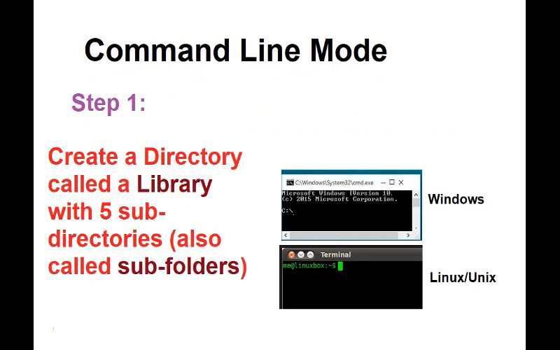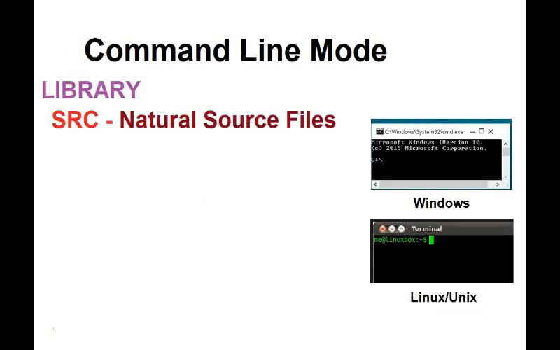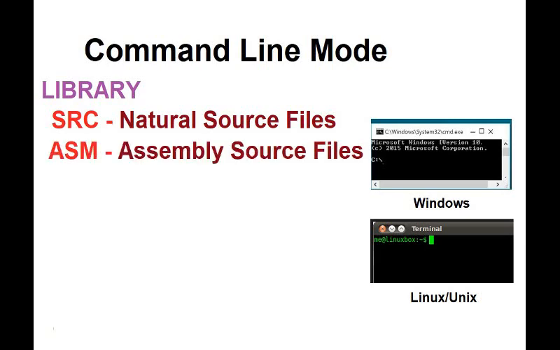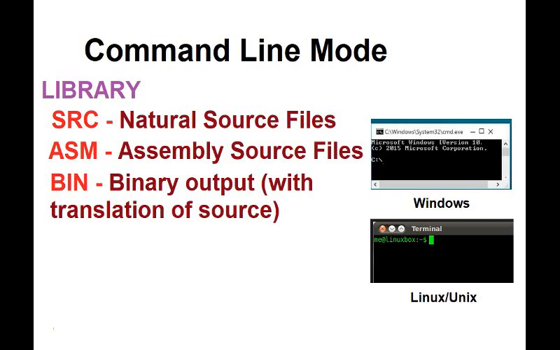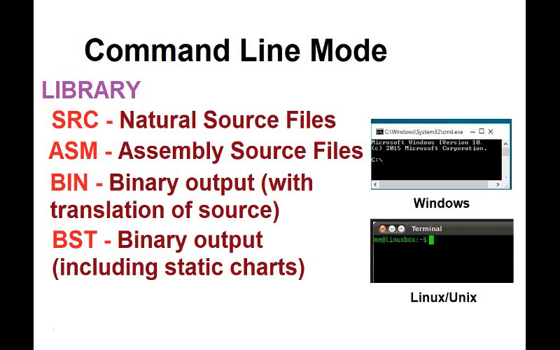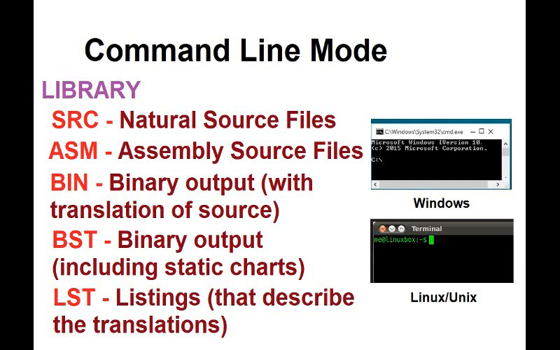This directory is called a library and has up to 5 subdirectories, also called subfolders. There's the src directory for natural source files, the ASM directory for assembly source files, the bin directory for binary output with translation of the source, the bst directory for binary output that includes static charts, and the lst directory for listings that describe the translations.